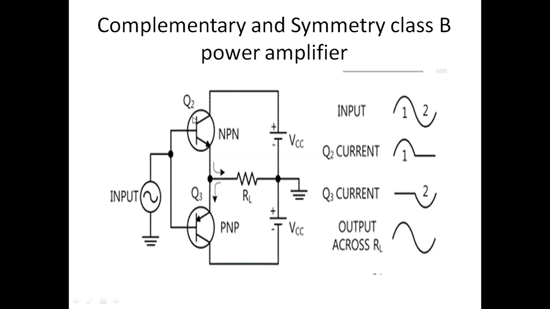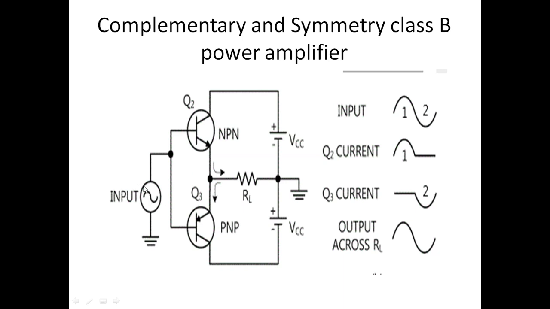During the positive half cycle, Q2 is in the on state, whereas Q3 is in the off state. Therefore, the signal will flow through Q2 because it is in the active region or on state. That signal will flow through the emitter because the output is taken at the emitter, as it is a common collector amplifier. This signal can be measured across the load resistance, which is connected between the emitter and ground.